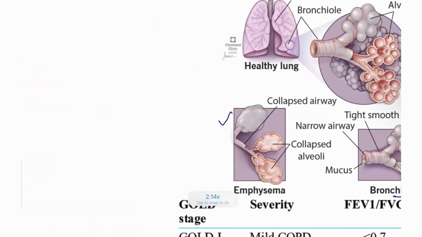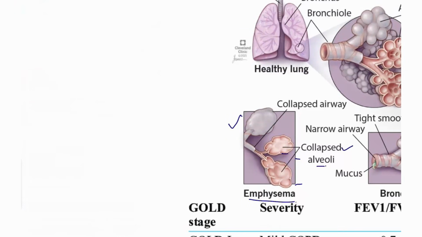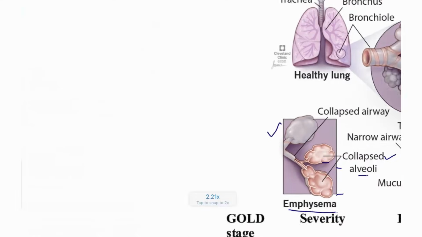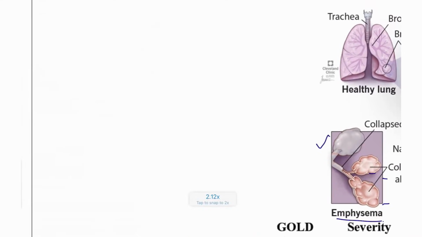Next, emphysema. What does emphysema mean? Emphysema is dilatation of the alveoli. Once this dilatation reaches the limit, they are going to collapse. So the collapsed airway with the alveoli will be leading to emphysema. Emphysema is of 4 types. One is central, and one is the panacinar.